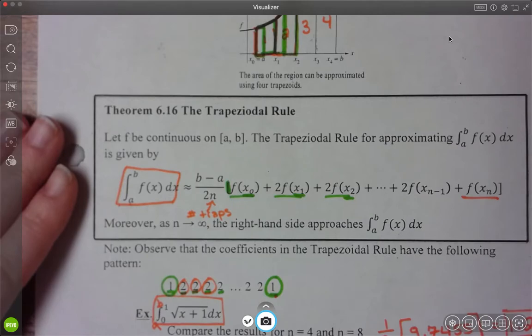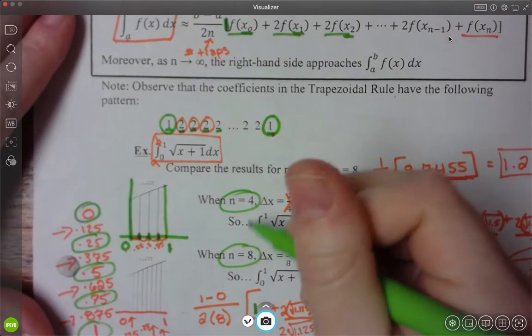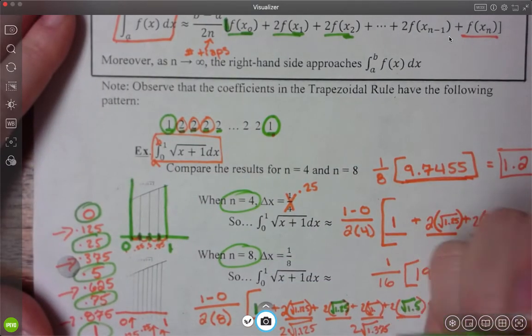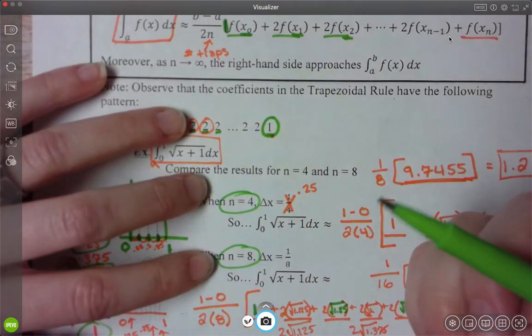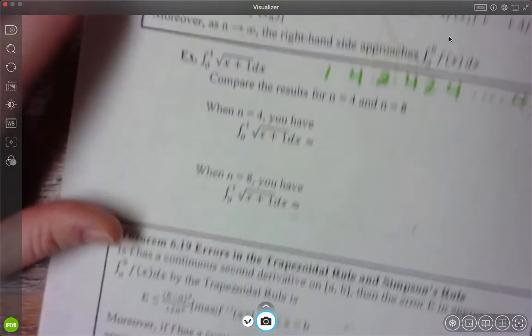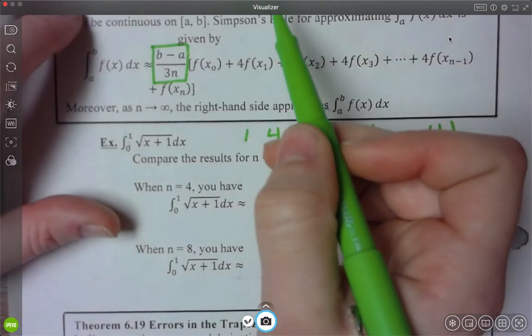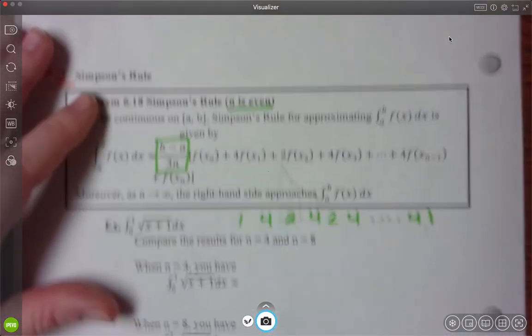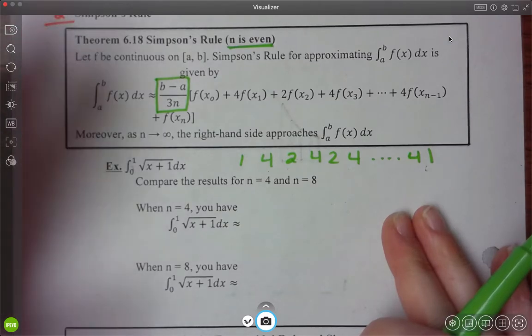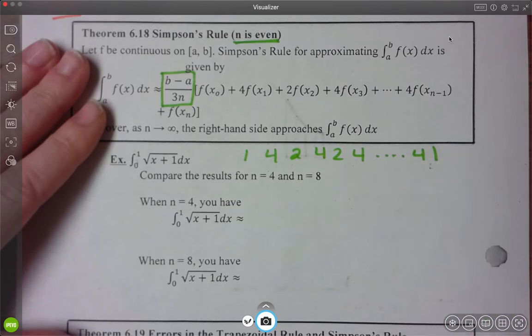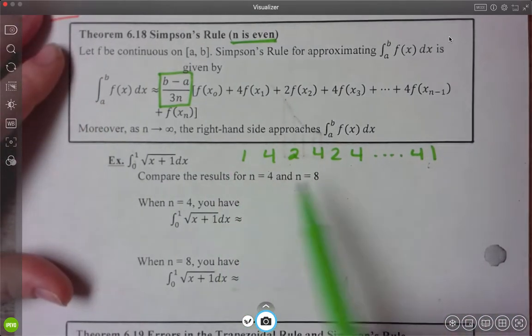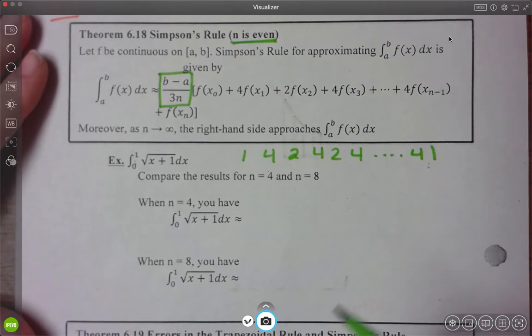Like for the trapezoid rule, we were doing 4 here and 8 here. We were separating it into 4 trapezoids and 8 trapezoids. And really we could have separated it into 3 trapezoids or 7 trapezoids or something like that. But the Simpson's rule will only work if you are doing an even number. So we could only do 4, we could only do 8, we could only do 6. We could not do 5, okay? Just because of the way that the coefficients are set up. So they want us to compare the results for n equals 4 and n equals 8, just like we did before.